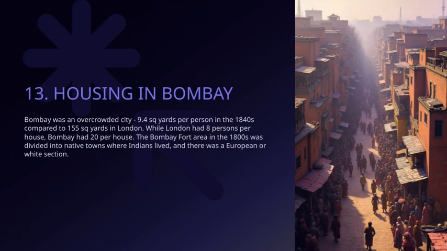And when it comes to housing, London had about 8 people living in each house, while in Bombay, up to 20 people might share a single dwelling. This really shows the extent of crowding and the living conditions that people faced.